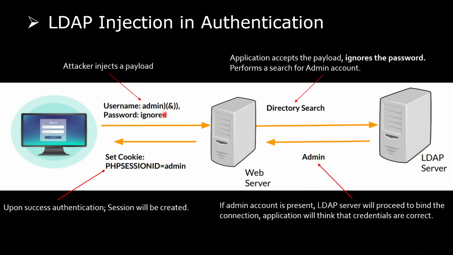You inject a payload, it goes to the web application server. The web application server accepts the payload, ignores the password field, and then performs a search for the admin account. The LDAP server will say that here is the node with the admin name. Upon successful authentication, if the account is present, the LDAP server will proceed to bind the connection, and the application server will think that the credentials are correct, assign the cookie, and allow the user to log in.